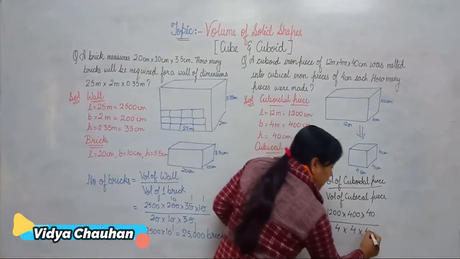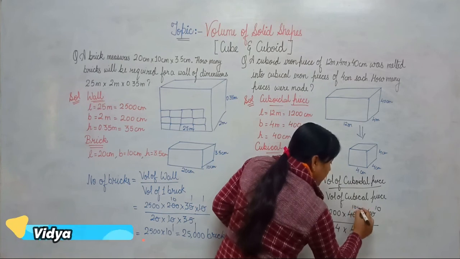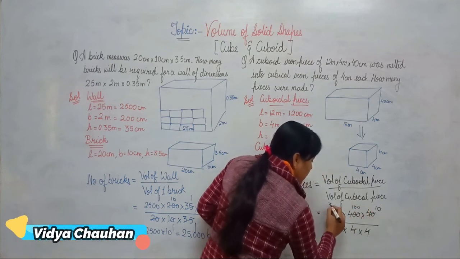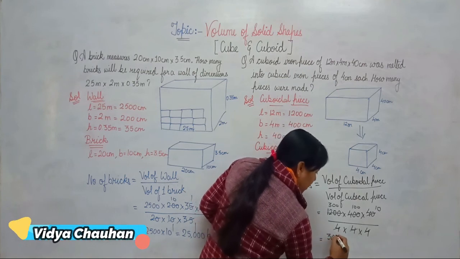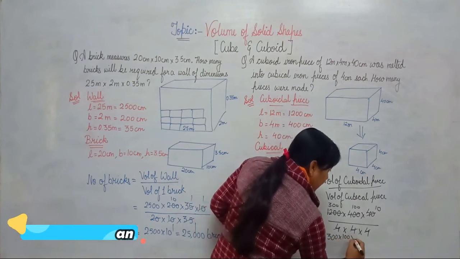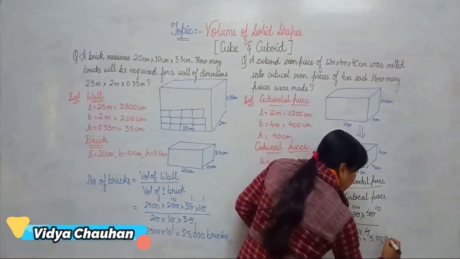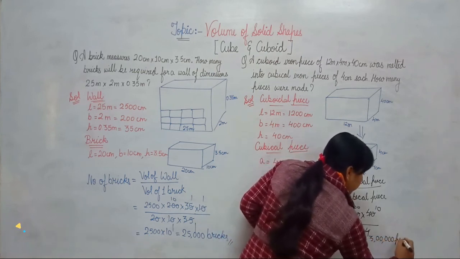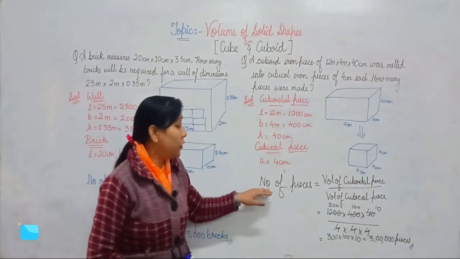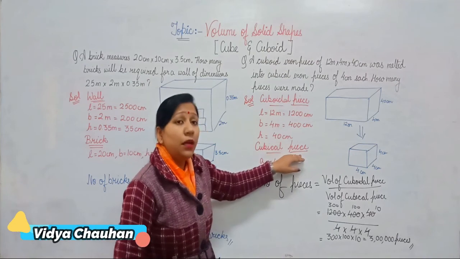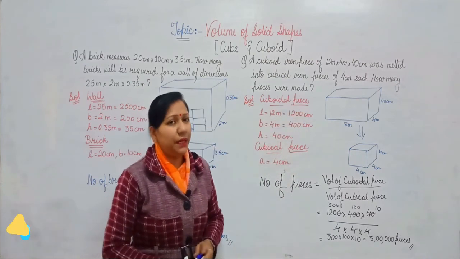Now let's simplify the terms here. 4 tens are 40, 4 hundreds are 400, and 4 threes hundreds are 1200. So we are left with 300 multiplied by 100 multiplied by 10. And what will you get? You will get 3 lakh pieces. So we will get 3 lakh cubical pieces from the given cuboidal iron piece.